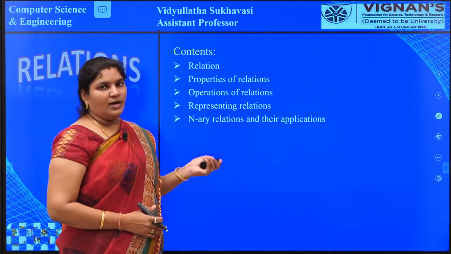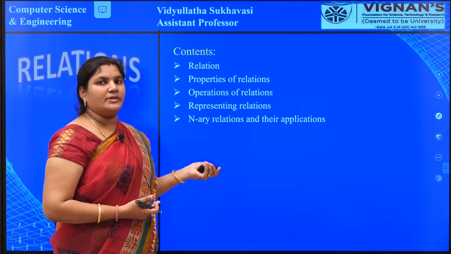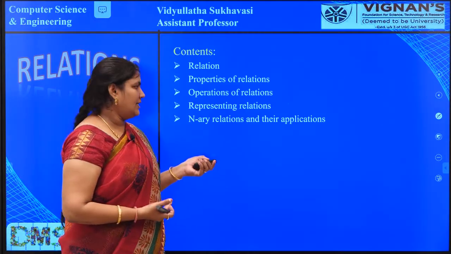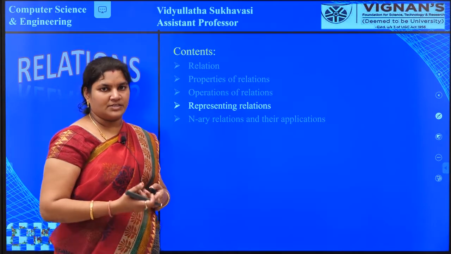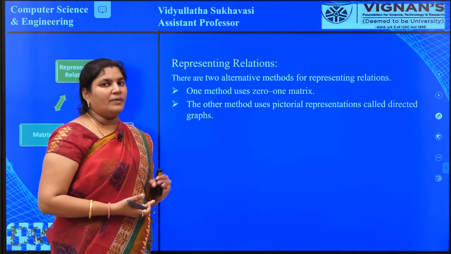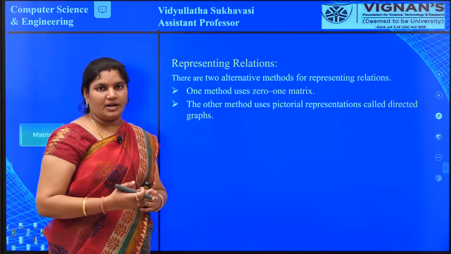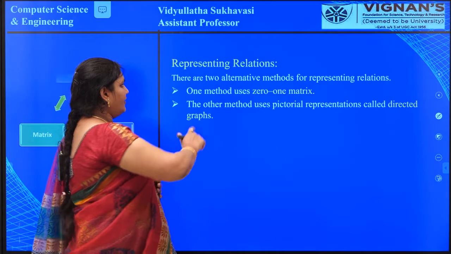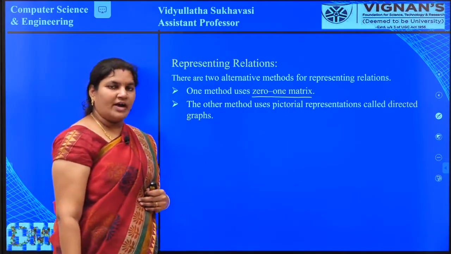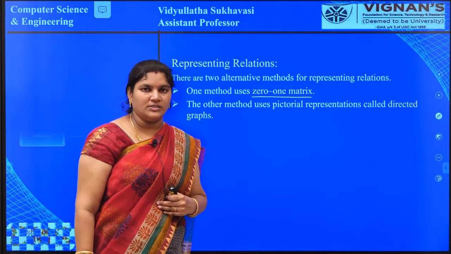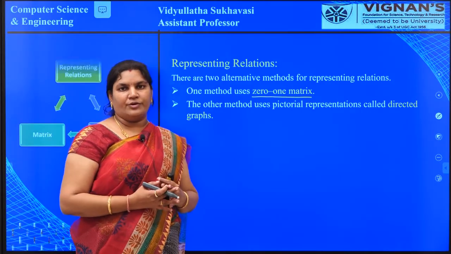Okay. So now we have completed relations, properties of relations and operations of relations. Now we will discuss the topic of representing relations. We have two methods for representing relations. The first method we are using is the 0-1 matrix. We say 0-1 matrix because in matrix representation we are going to represent relations with the help of zeros and ones.